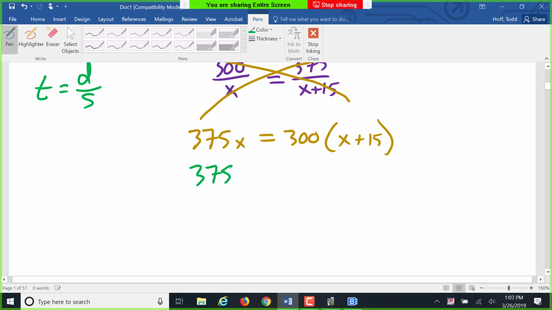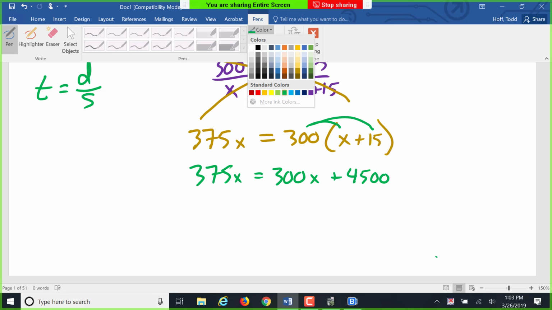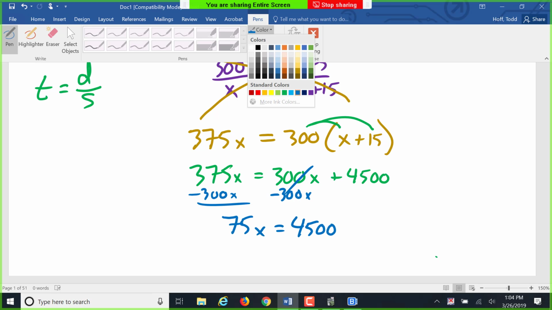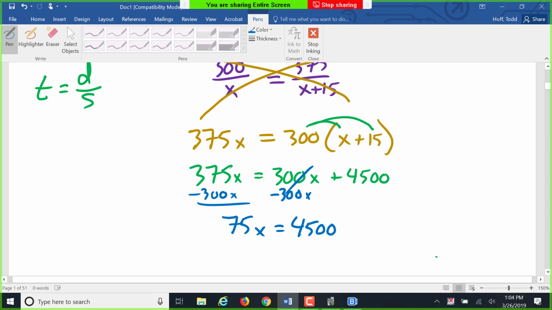Nothing to do with the 375x so far, but we're going to multiply through the 300. What is 300 times x plus 15? 300x plus 4,500. Perfect. 300 times x is 300x. 300 times 15 is 4,500. What's next? Get x on one side, move the 300 over. Perfect. We get x on one side by subtracting the smaller one, which is the 300x. So we have 75x equals 4,500. What's next? Divide by 75, x is 60.